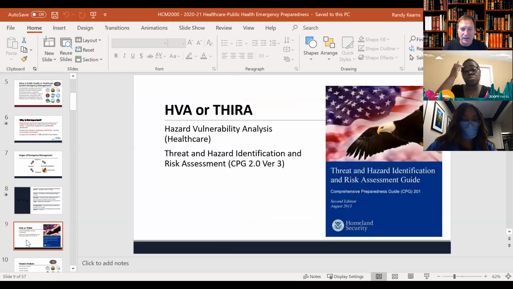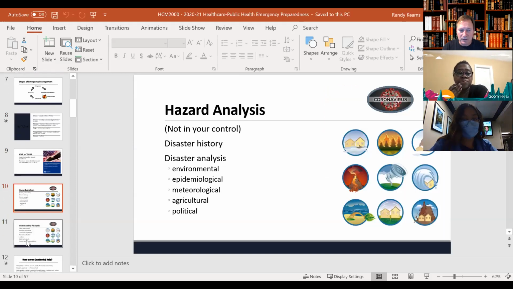Nothing there that we hadn't already talked about. Again, the HVA or the THIRA. HVA is more likely to be something that we discuss in the healthcare world. THIRA is more likely to be something that is used in the governmental world associated with disaster operation.